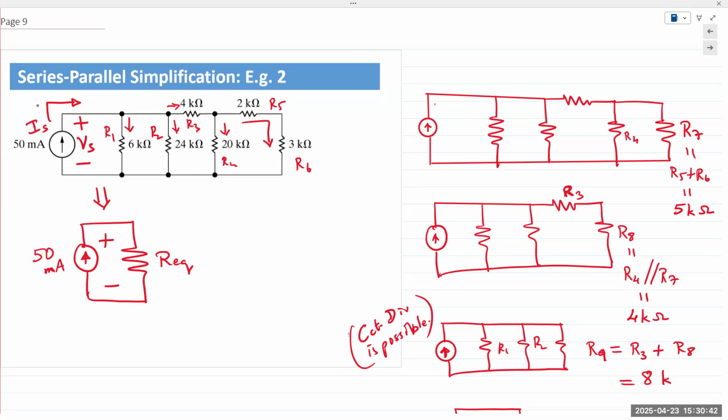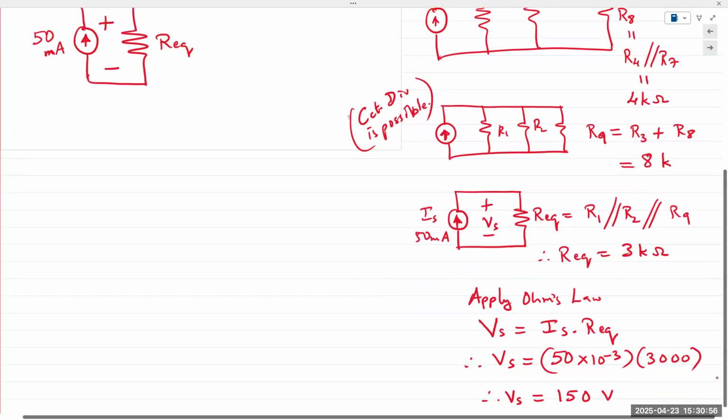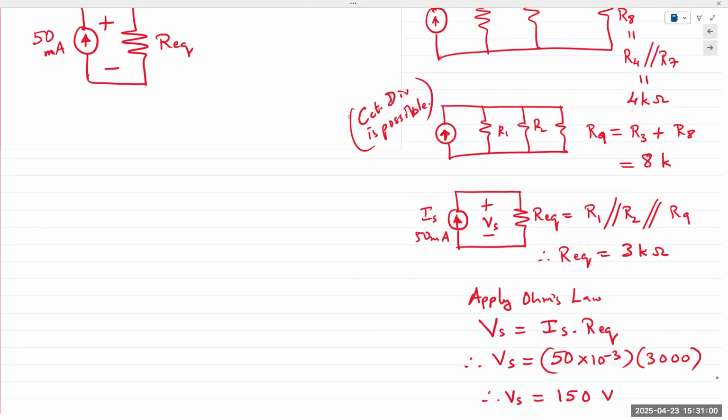We did not need to find Vs. That is the point. Does everybody get what I'm saying? We would not need to go all the way up to finding Req and determining Vs as 150. We could simply apply current division if the question was IR1 or IR2, currents for IR1 and IR2.